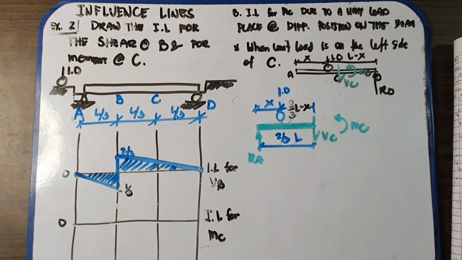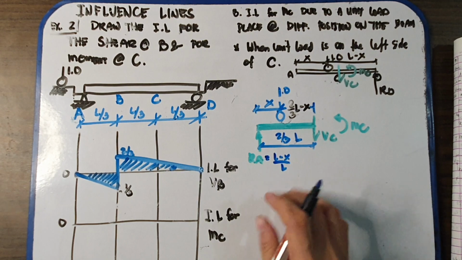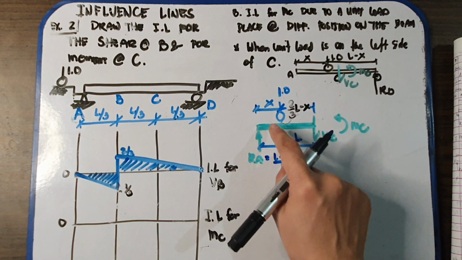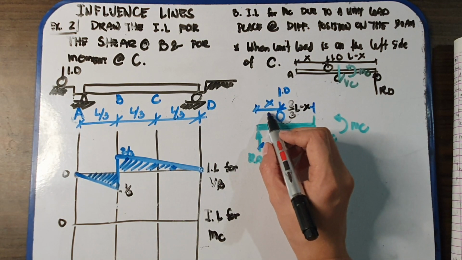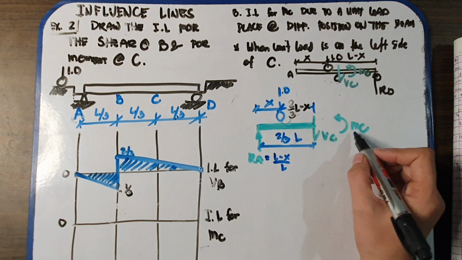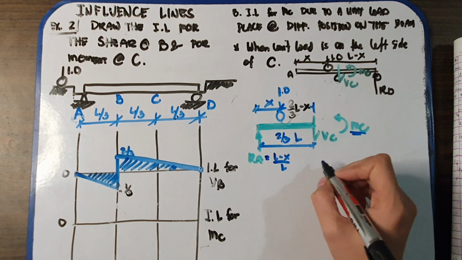Yung RA natin, given naman yan as L minus X all over L. So, itong span na to ay 2/3 L. So, ibig sabihin, meron tayong 1 unit load on the left side ng C. So, nilagay natin ng X dyan. And then, the remaining would be 2/3 L minus X. Para makuha natin yung summation moment dyan ng C, or moment at C.